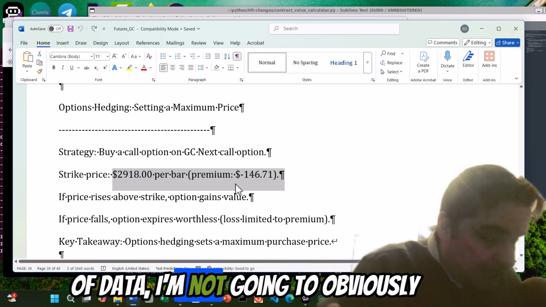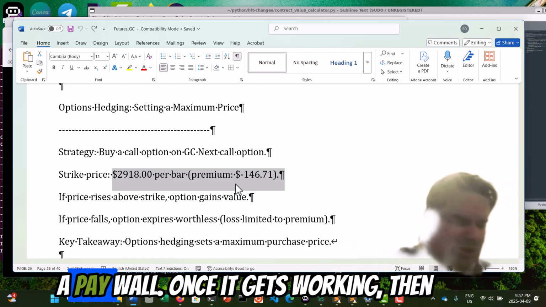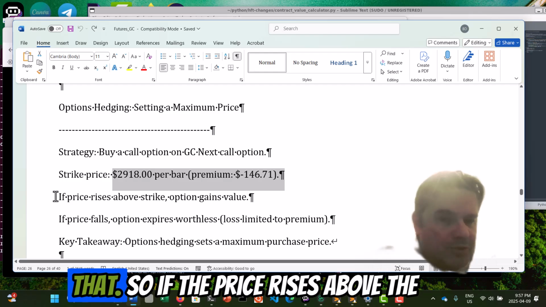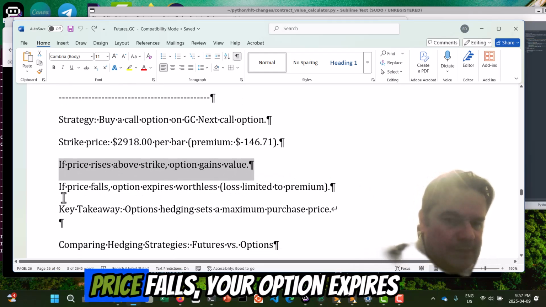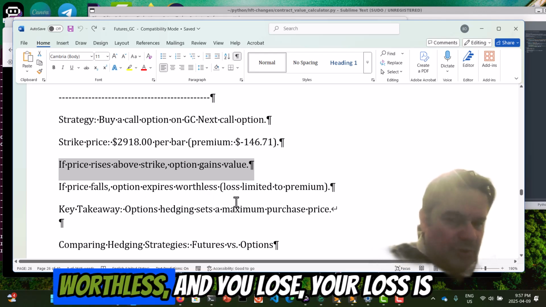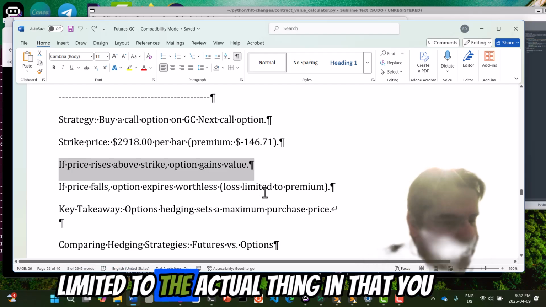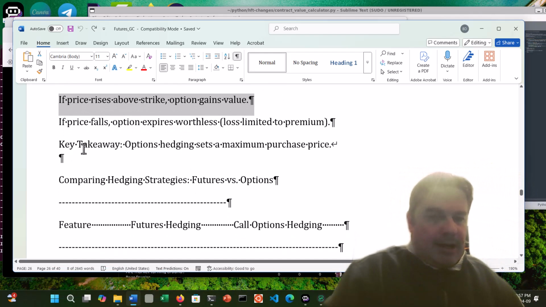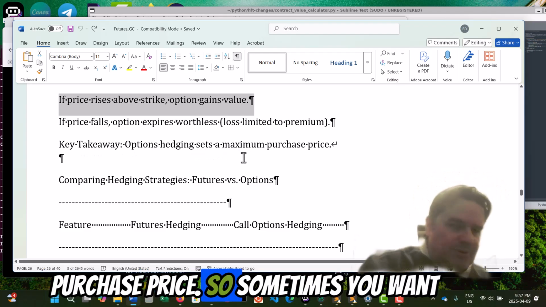To know that, we need to calculate this. But this type of data I'm obviously not going to provide for free. It's going to be behind a paywall. Once it gets working, then the value of it goes up. You can see that if the price rises above the strike, your options gain value. If the price falls, your option expires worthless and you lose. Your loss is limited to the actual premium that you pay out on that option. So the key takeaway here is that options hedging sets a maximum purchase price.